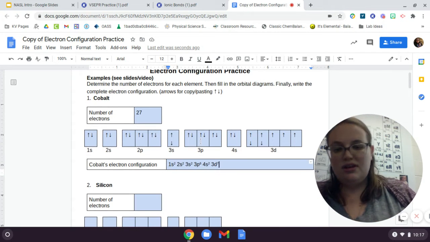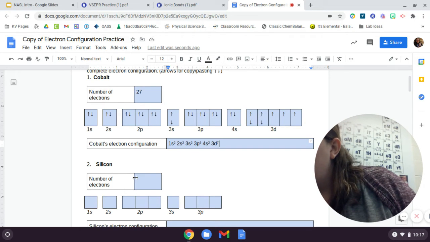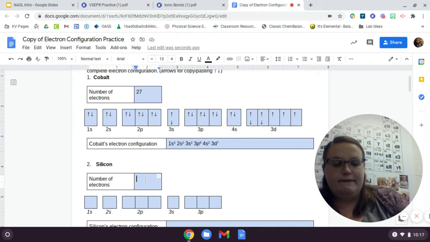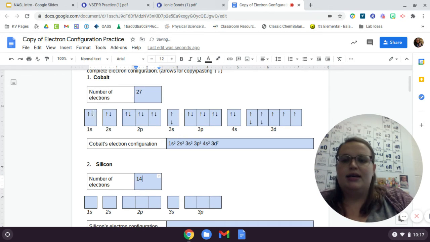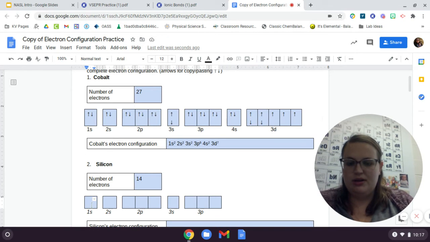All right, let's do silicon now. Silicon is number 14 on the periodic table, so I have 14 electrons to fill in. For my s blocks, I'm just going to copy and paste those really quick instead of doing individualized, and then I'll do individualized when I get to my p blocks.